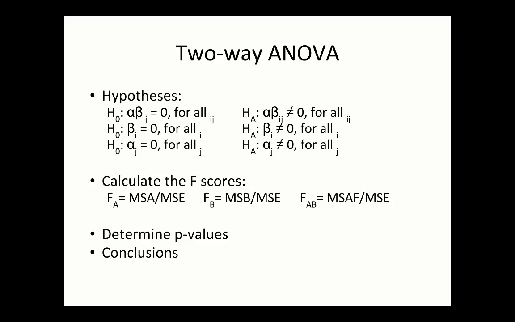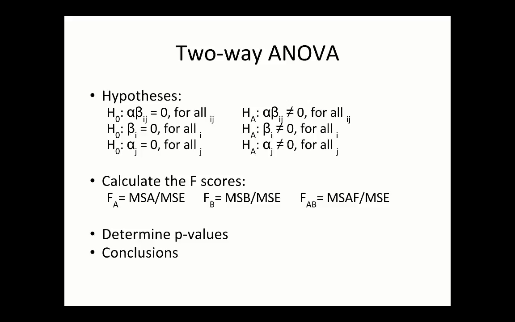Because there are 3 outcomes from the two-way ANOVA, 2 main effects and an interaction effect, there are 3 possible null hypotheses. The first is that the interaction between alpha and beta is equal to 0. The second null hypothesis is that beta, one of the categorical variables, is equal to 0. And the third is that alpha, the other categorical variable, is equal to 0. The alternative hypothesis states that the interaction of alpha and beta is not equal to 0, beta is not equal to 0, and alpha is not equal to 0.